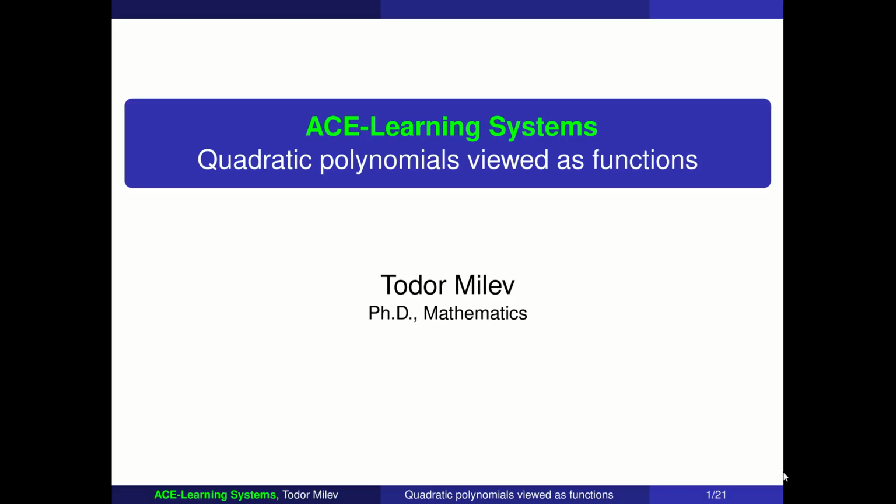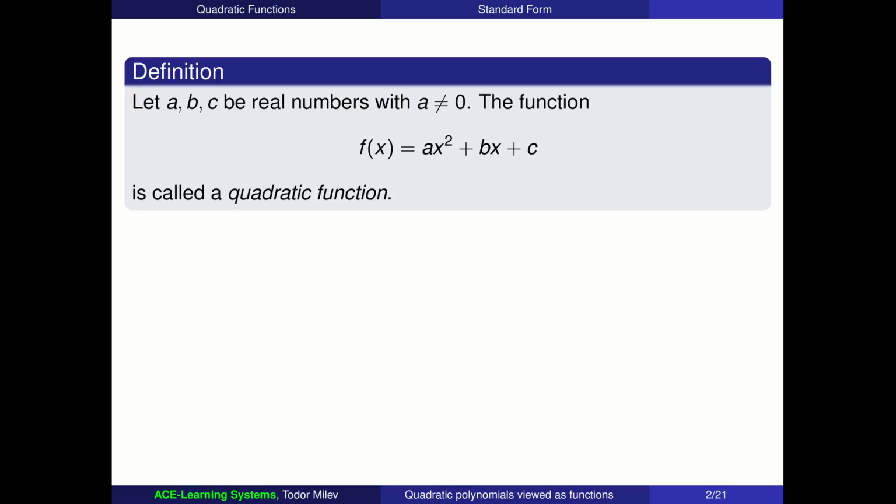Hello everyone! In this session I'm going to teach you about quadratic polynomials viewed as functions. Suppose we have a quadratic function. An arbitrary quadratic function is an expression of the form ax squared plus bx plus c, but I want you to think of something like, say, 2x squared plus 3x, say, minus 7. That would be a typical quadratic function.